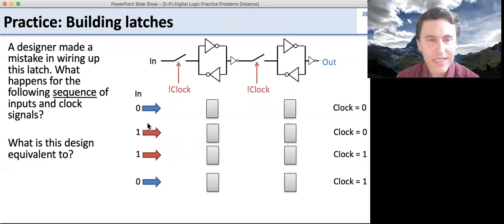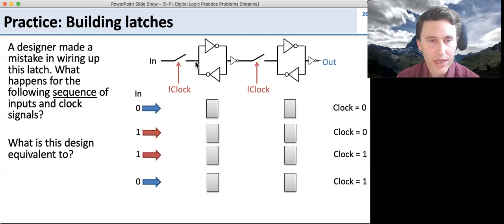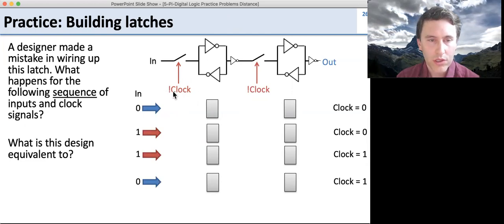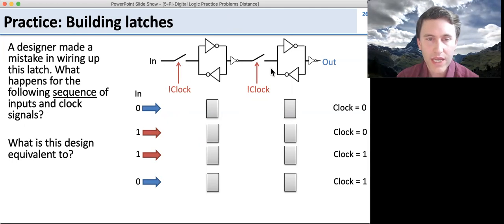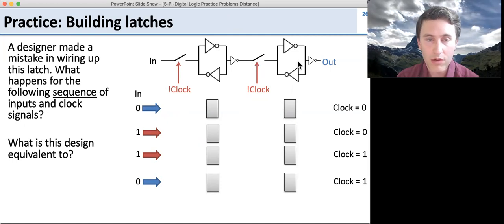Okay, let's take a look at what's going on here. So we have a latch, and we have an input, and the input goes into this latch when not clock is true. So if clock is 0, this is going to be closed, and the input will come in. Similarly, we have a second latch here, which also has not clock. So when clock is false, or 0, it will move through here.